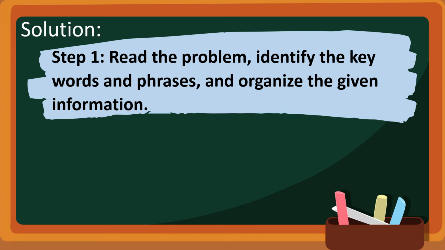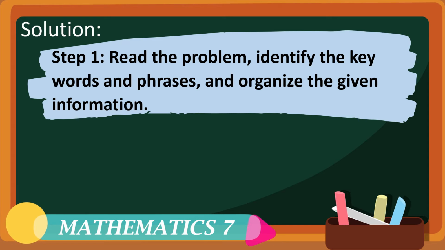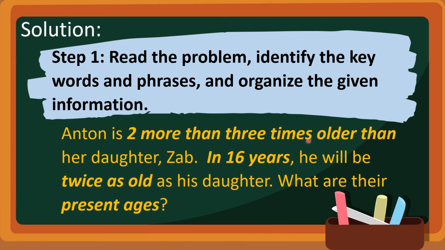Read the problem. Identify the keywords and phrases and organize the given information. Anton is 2 more than 3 times older than his daughter Zab. In 16 years, he will be twice as old as his daughter. What are their present ages?